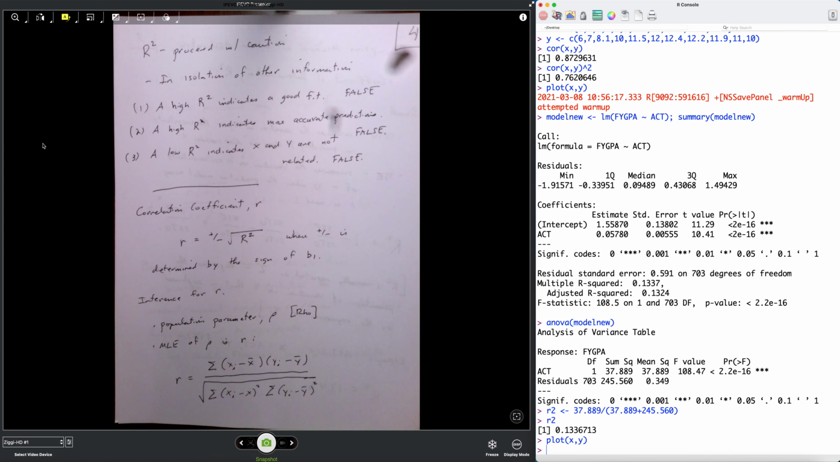Another thing, number 3, a low R squared indicates X and Y are not related. A low R squared indicates that X and Y are not linearly related. We can explore relationships between X and Y with other types of models, like a quadratic model if we have a U-shaped scatter plot. It doesn't mean that X and Y aren't related. They are related. They're just not related in a way where a linear model is appropriate for describing that relationship. All right, enough about that.